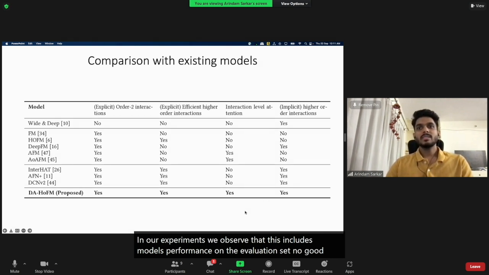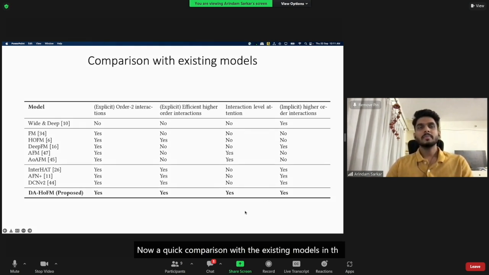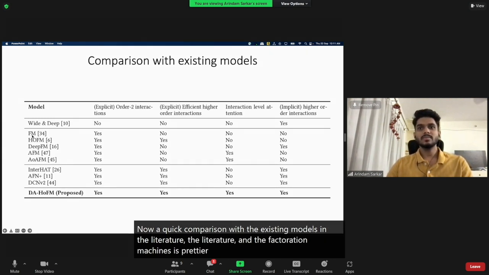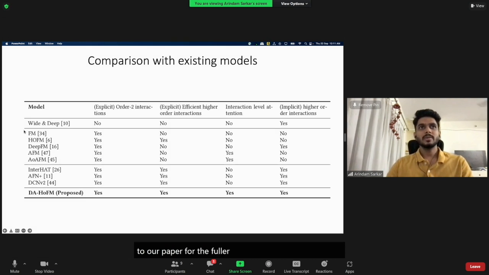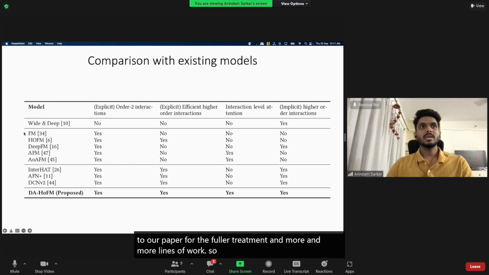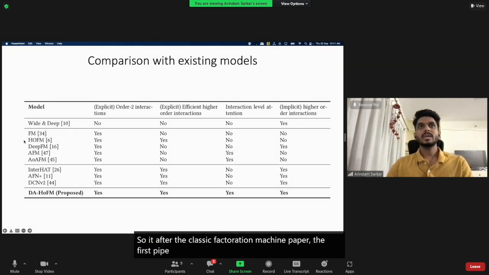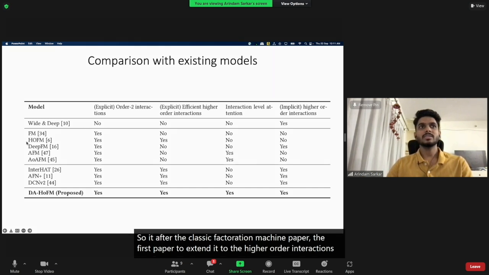Now a quick comparison with the existing models in the literature. The literature on factorization machines is pretty rich, and in this table we have summarized some of the representative state-of-the-art models. Please refer to our paper for a fuller treatment and more lines of work. So after the classic factorization machine paper, the first paper to extend it to higher order interactions was higher order factorization machines.